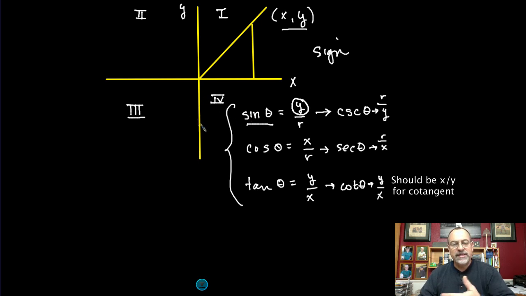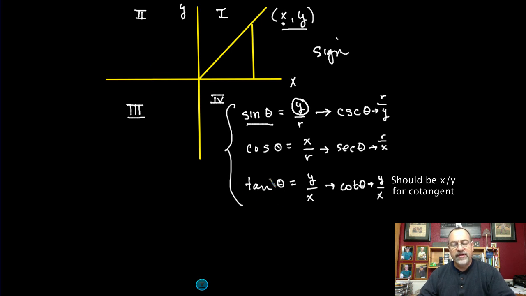And we can relate the same thing to the cosine. If the cosine is related to the x value, it is positive in quadrants 1 and 4, so the cosine function will be positive in 1 and 4. The x values are negative in 2 and 3, so the cosine function will be negative in 2 and 3.